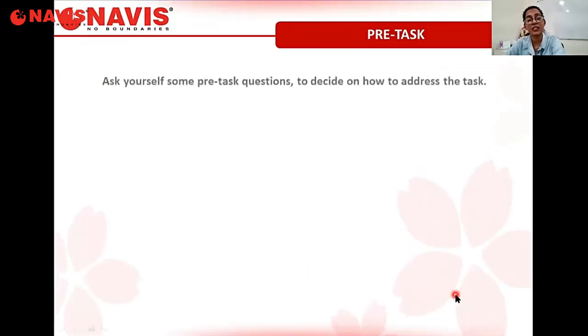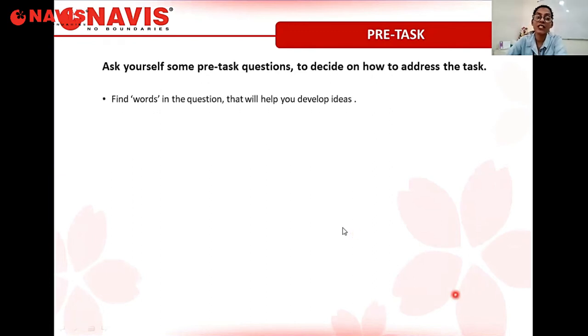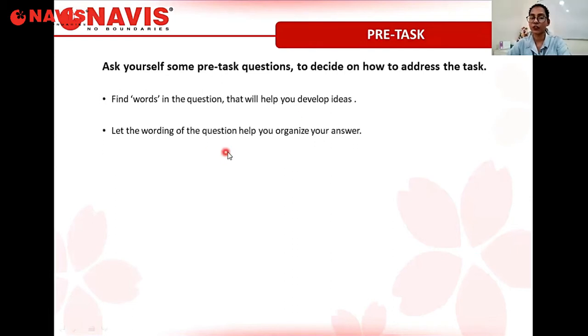So let's see pre-task. What I usually tell my students is that you have to concentrate on the pre-task before taking up the essay. So what are the main points that you can remember while you are writing the essay? We will see. Find words in the question that will help you develop ideas. That means you have to find some of the keywords in the topic question. Let the wording of the question help you organize your answer.